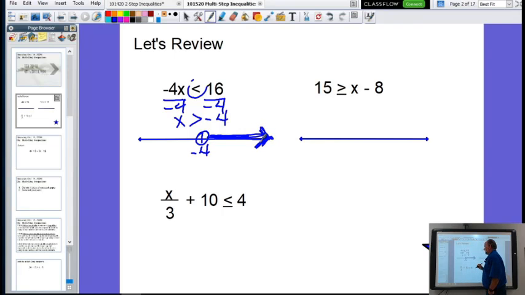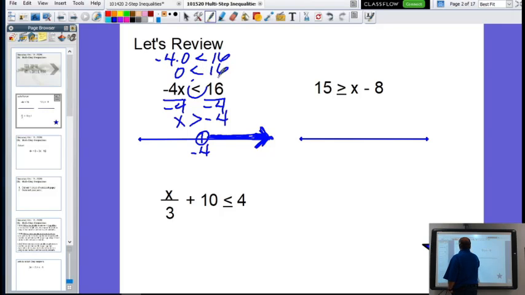Now it is always a good idea to check this just to make sure. As I said before, one value that I like to use, if it's part of my solution set, is 0. In this particular one, yes, 0 would be part of it. So I come back up and I plug in -4 times 0. Is that less than 16? Well, -4 times 0 is 0, and 0 is less than 16. So we know that question works. Then we move on to question number 2.